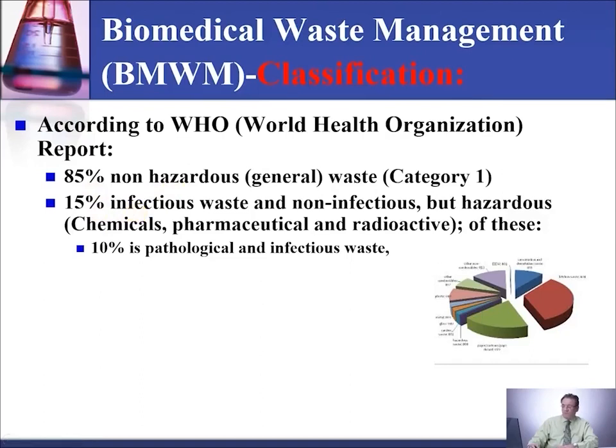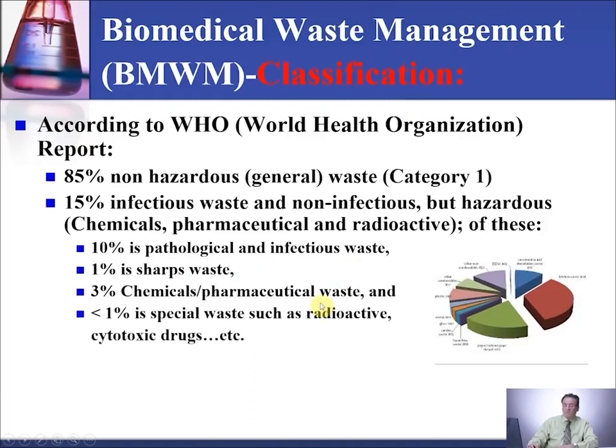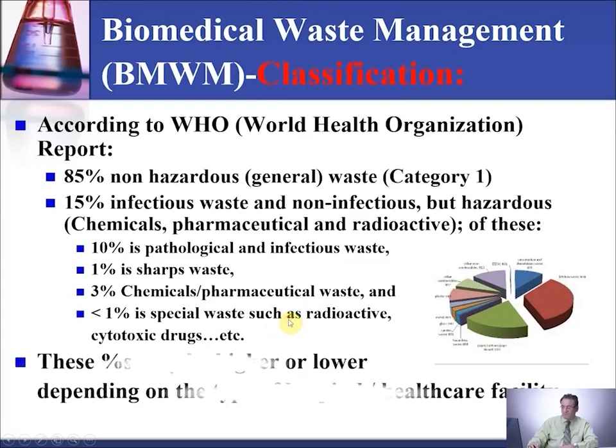Now, out of this 15% infectious waste and non-infectious but hazardous waste, 10% is pathological and infectious waste, 1% is sharp waste, 3% is chemical and pharmaceutical waste, and less than 1% is special waste such as radioactive waste. However, this percentage may be higher or lower depending on the type of hospital or healthcare facility and even the country.